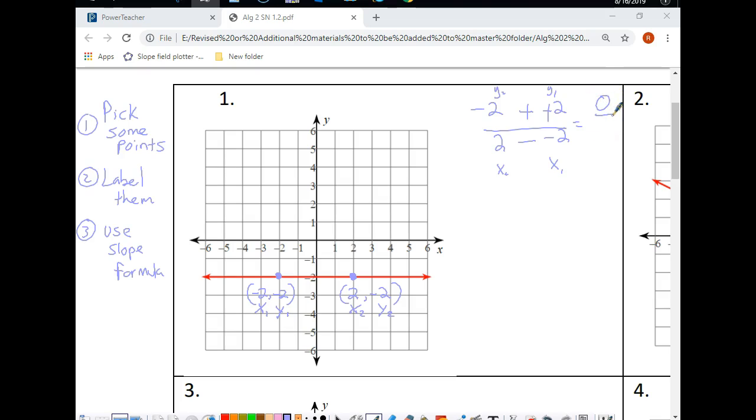Does it work with the second one too, or the bottom one? Let's see. These become positive, right? But what's 2 plus 2? 4. What's 0 divided by 4? That's 0. So that's my slope. So we're going to call that m. That's the letter that we use for slope. It comes from French for monter, which means to go up. Makes sense, right? That's why we use an m.